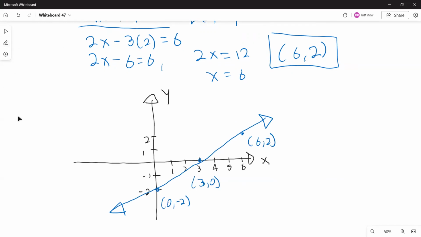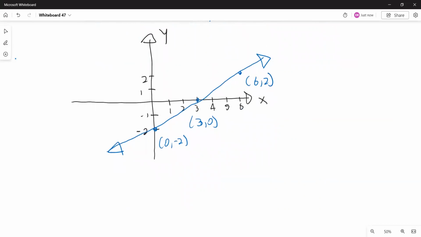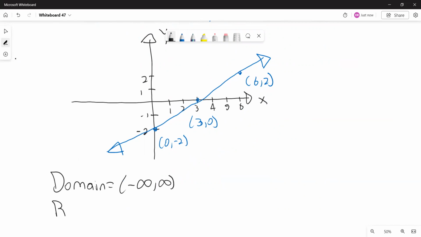The domain is all real numbers. The domain and range are both all real numbers. So the domain is -infinity to infinity, and the range is also -infinity to infinity.